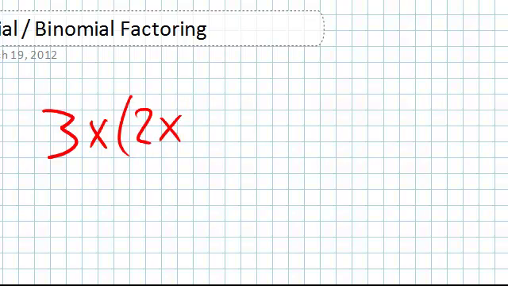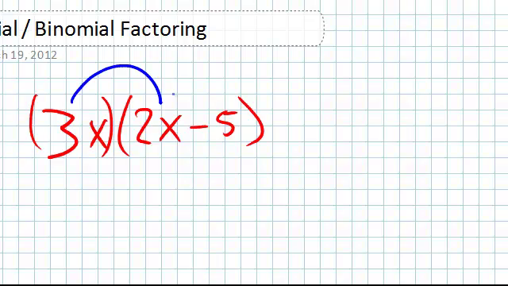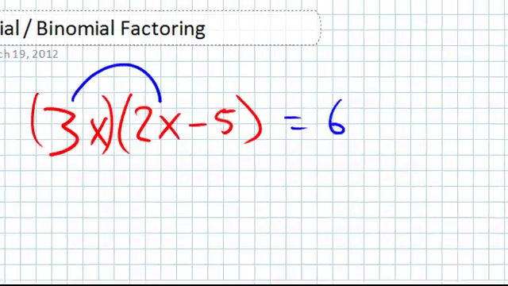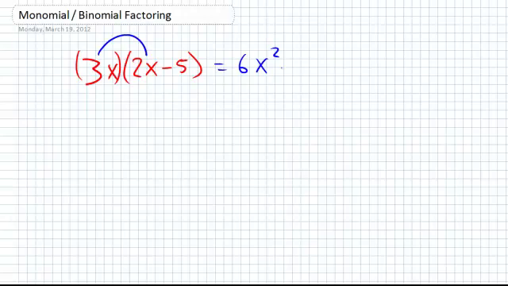So we know how to distribute. Let's say we have this problem, 3x times 2x minus 5, and we want to distribute it. This is a product to start off with. We take 3x times 2x, which gives us 6x squared, and then 3x times negative 5, which is negative 15x. And so that is called distribution.